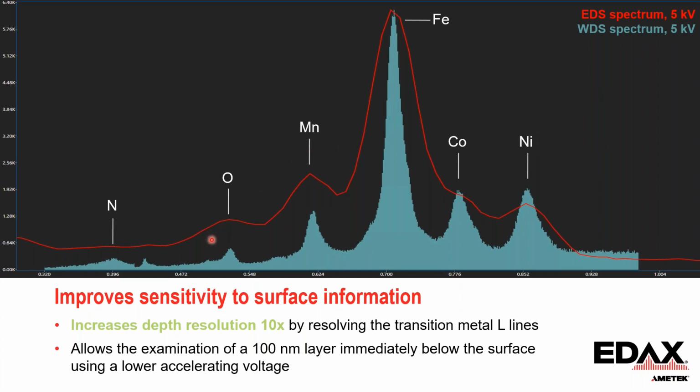So in the L line EDS spectrum, which is the red outline, we see those transition metal peaks are spaced very closely. But WDS gives us much better resolution to separate those peaks. So in the WDS spectrum, those transition metal peaks are separated out very nicely.